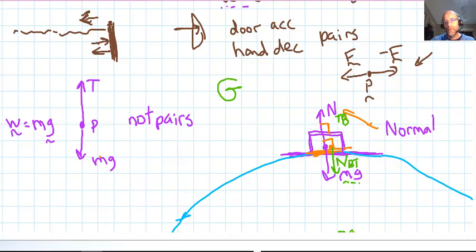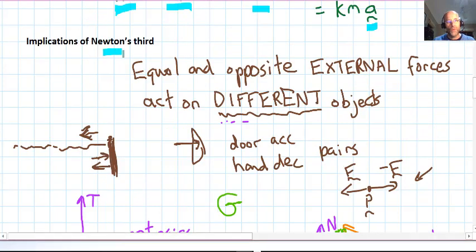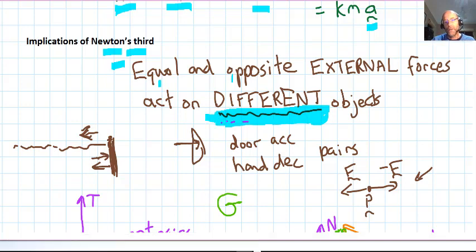Okay, so now Newton's third law, equal and opposite. Equal and opposite external forces have to act on different objects for it to be a pair, a Newton's pair of equal and opposite forces. So they have pairs, but we have to consider them as acting on different objects. And if you remember that, you'll probably avoid the misconception around this.